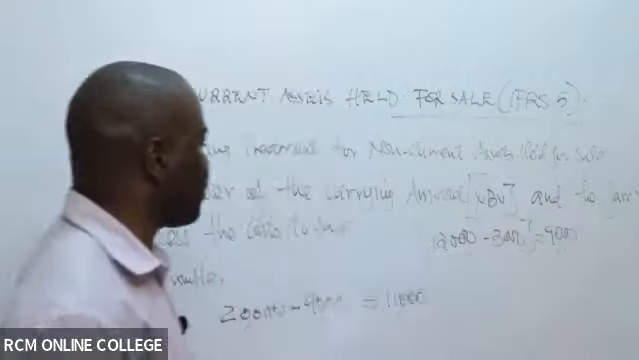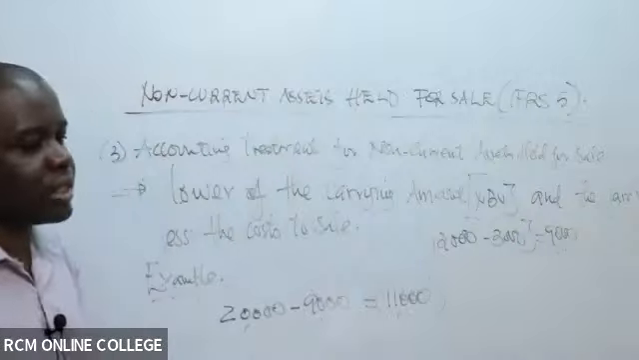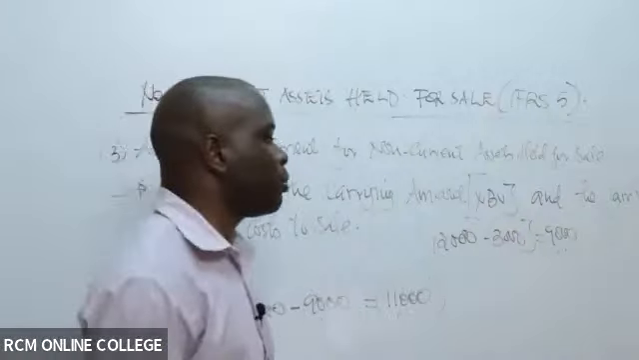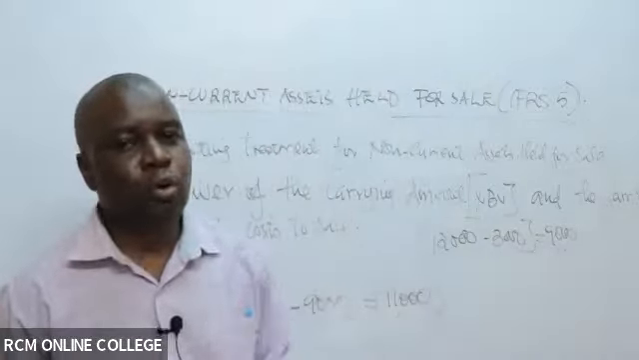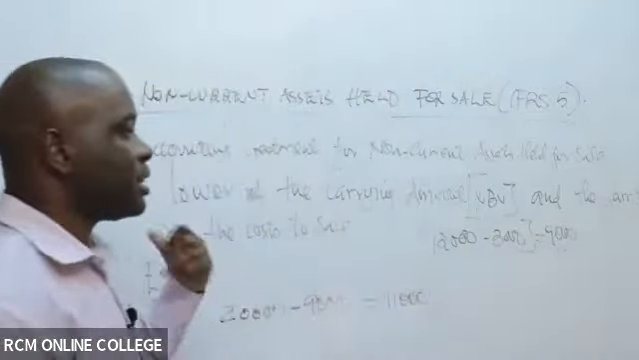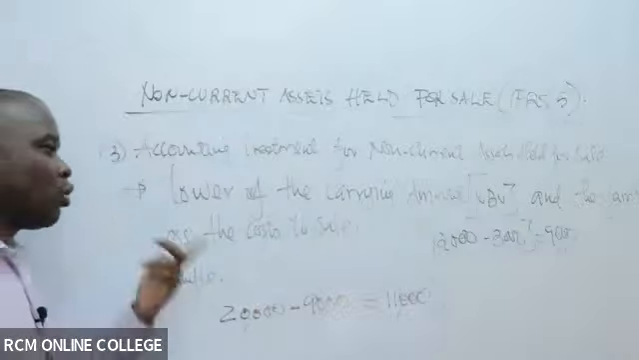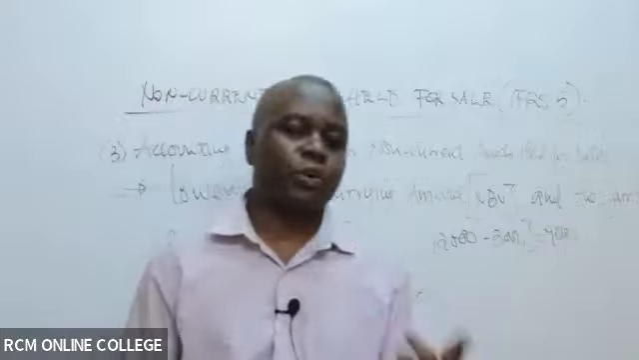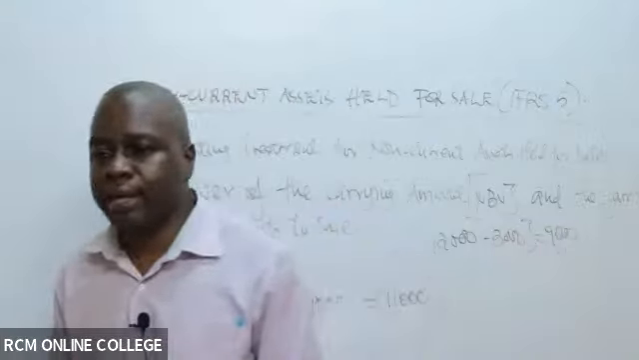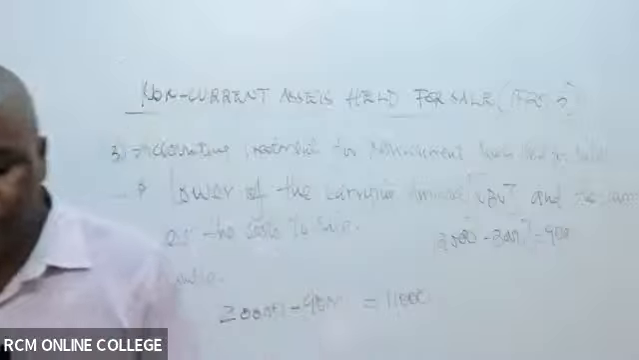The other one was coming to 11,000, so you take the lower of the two, 9,000, to go to the balance sheet. So remember how you recognize these kinds of assets in the balance sheet: you take the lower of the carrying amount and the fair value less the cost to sell, and that is what you recognize in the financial statements.